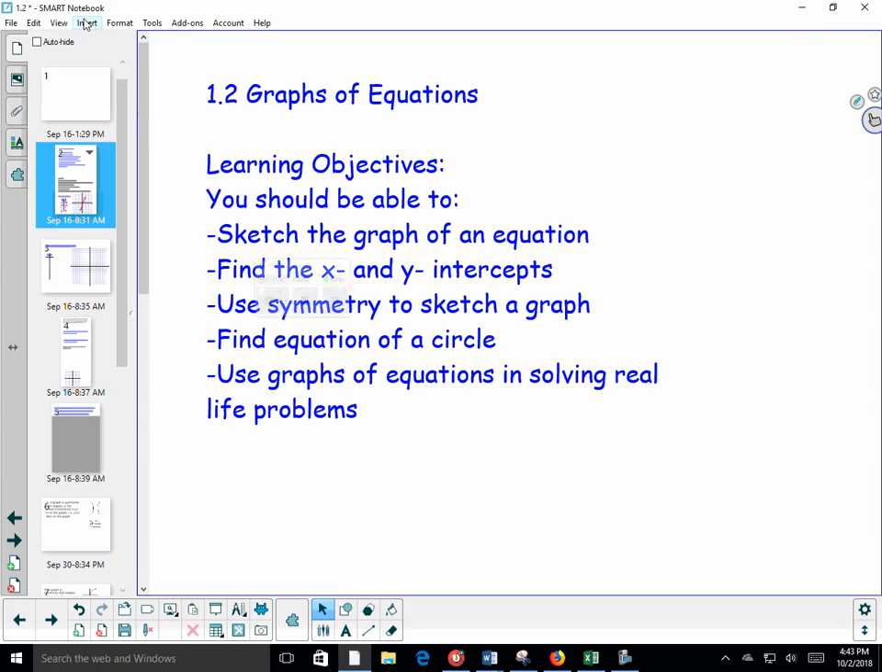We are looking at section 1.2, Graphs of Equations. Your learning objectives for this lesson: you should be able to sketch the graph of an equation, find the x-intercepts and y-intercepts, use symmetry to sketch a graph, find the equation of a circle, and use graphs of equations in solving real-life problems.